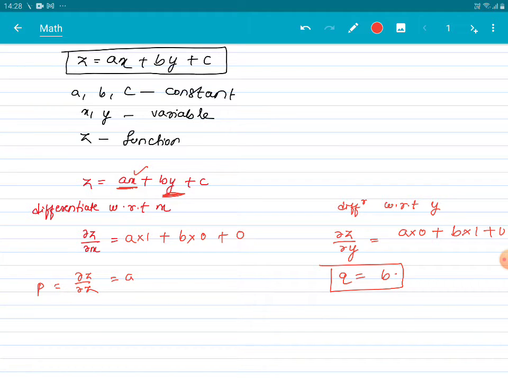Now what happens next? The question here is not A, C given; this is AB. The derivative of AB is also a constant, so directly you can write it. A value you know, B value also you know. So what is z? z = px + qy + pq. This is one differential equation. How do we find it? Simple: you only have to eliminate the constants.